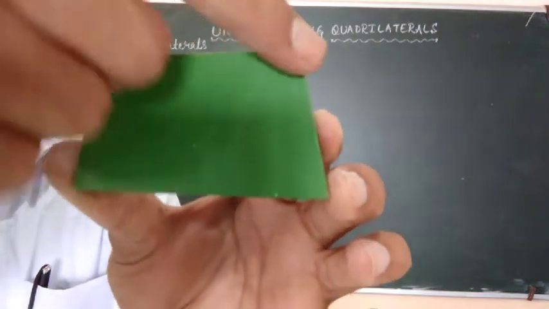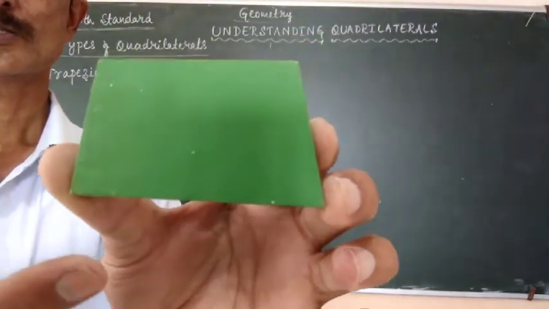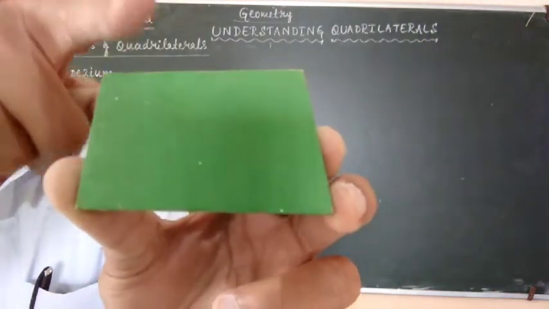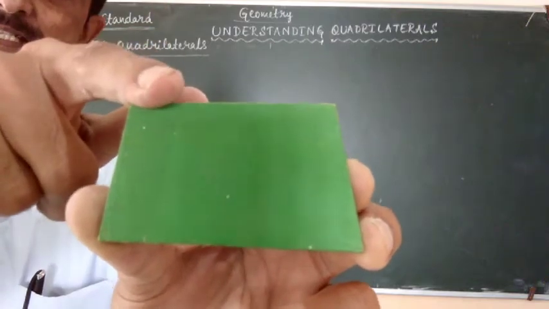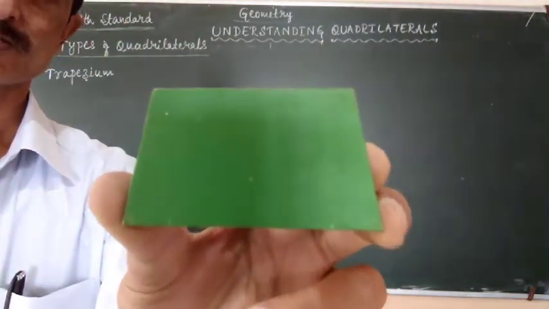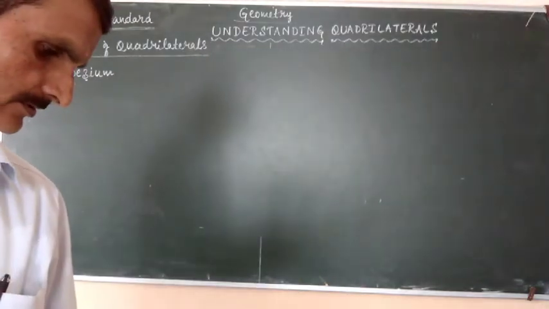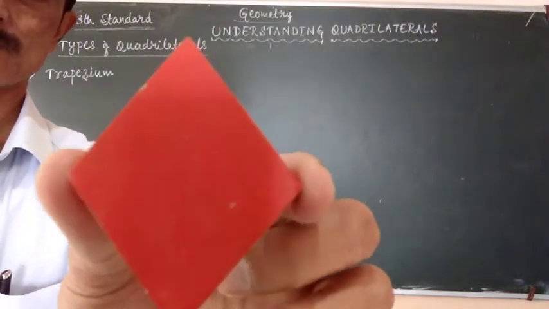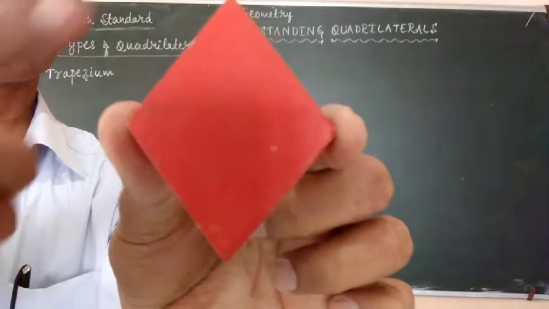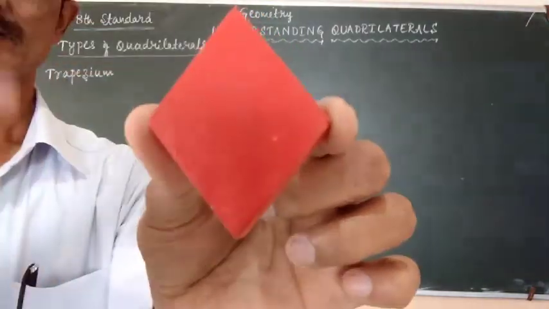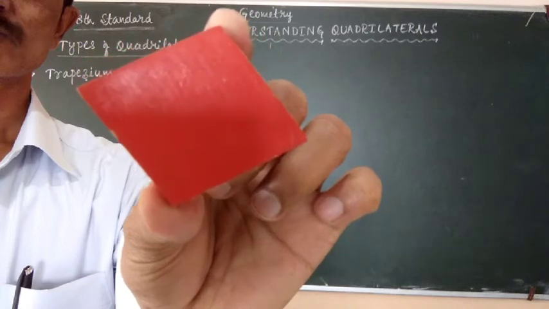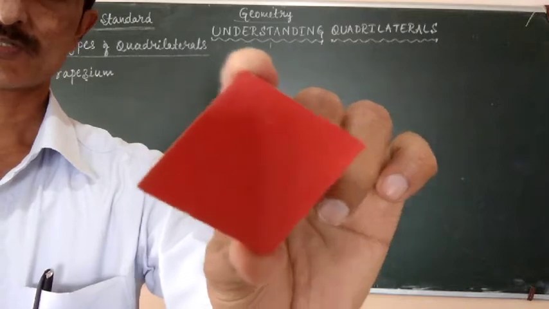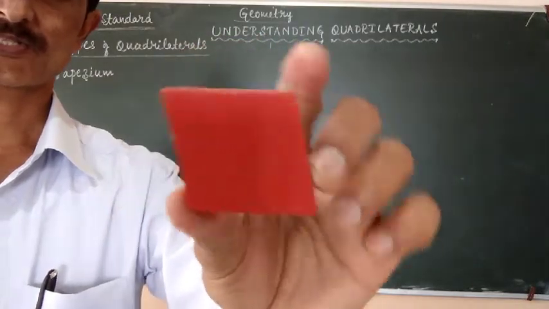It is also a type of quadrilateral, but here only the opposite sides are equal. So therefore this plane figure is called a trapezium. Next, students, observe this plane figure. It has 4 sides. What do you call this? Yes, it is called a rhombus.